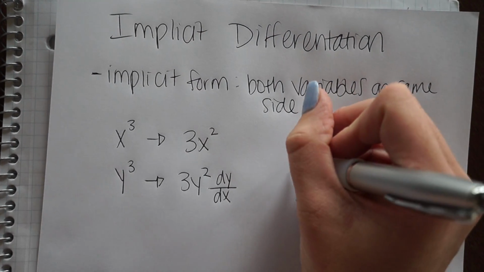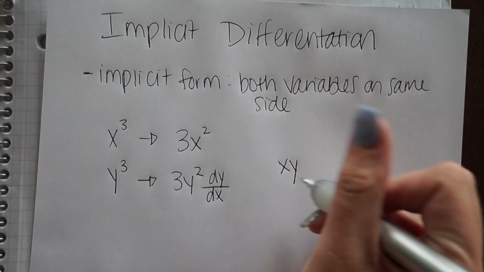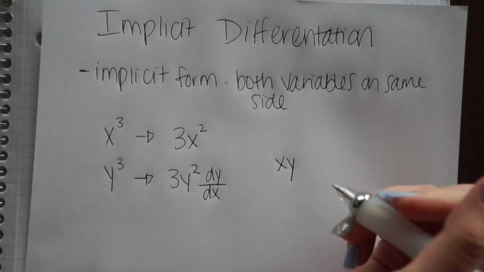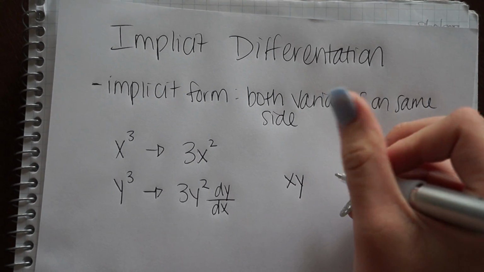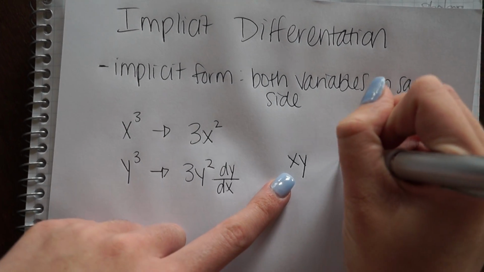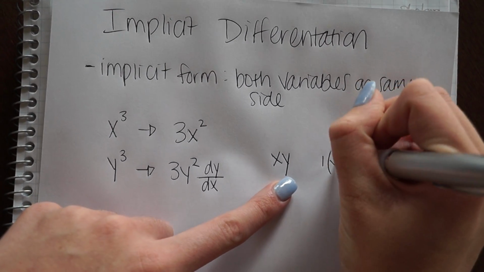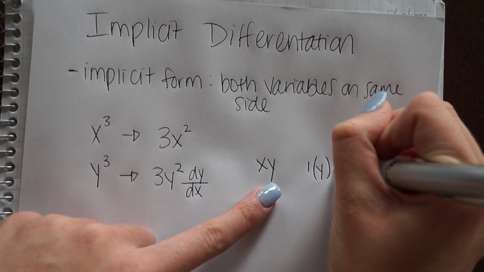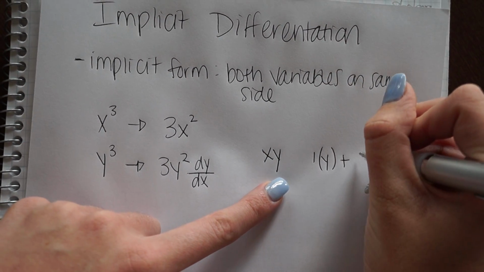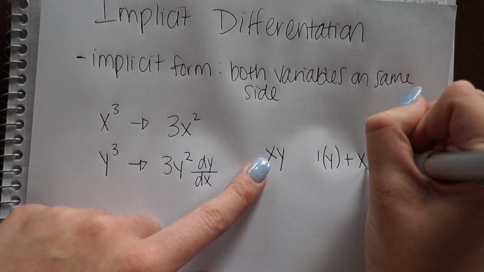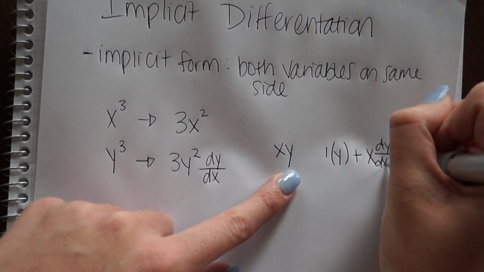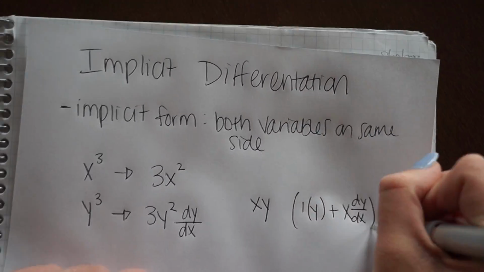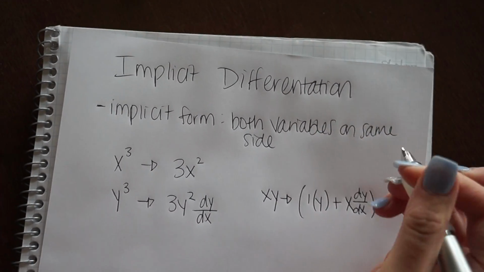Another example would be xy. When there's two terms multiplied together, the same thing is going to apply. We're going to use the product rule just like we would in a normal derivative. So we're going to take the derivative of the first, which is 1, times the second, which is y, plus the derivative of the second times the first, so it's going to be x, and then the derivative of y is just dy/dx. So that would be your derivative of xy.